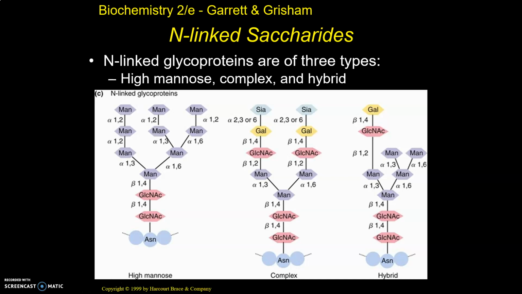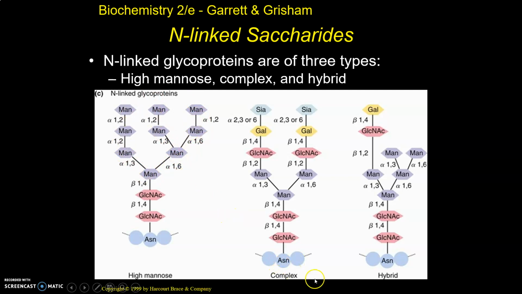So there are three primary types of N-linked glycoproteins that we see. One of them, and it's my favorite just because of the name, I mean, how cool is that? It's called high mannose. It just sounds so official. High mannose is literally just a whole bunch of branched mannose. Okay, like a whole bunch of branched mannose.